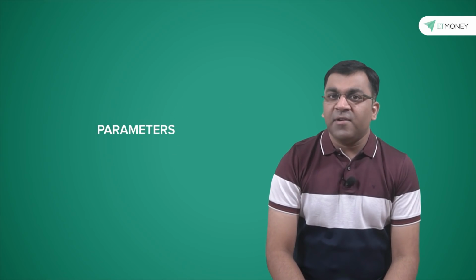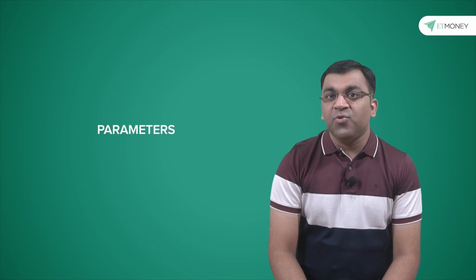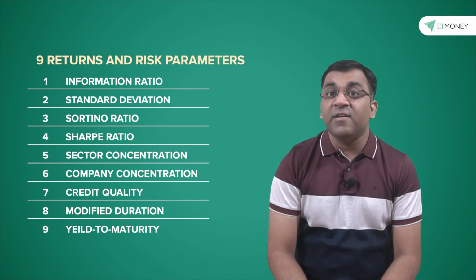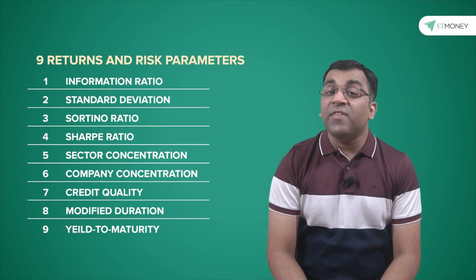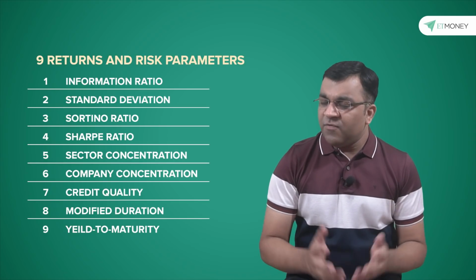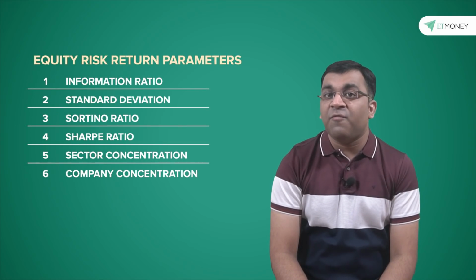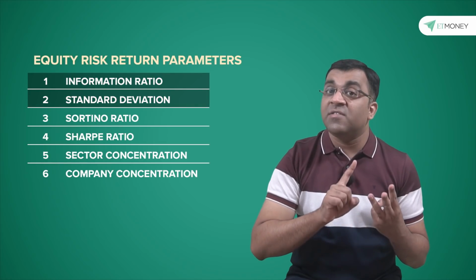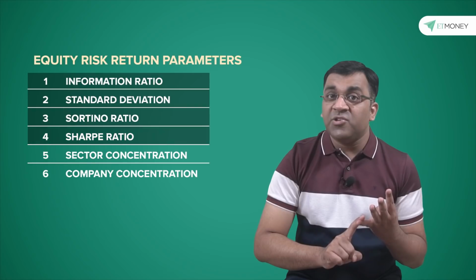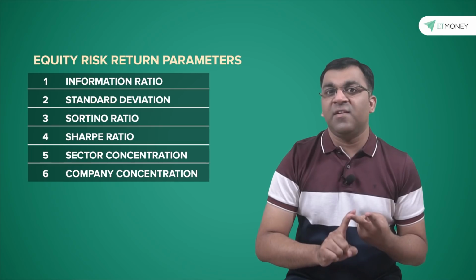Let's start with the parameters, which are the building blocks of this exercise. The ETMoney ranking system uses a total of 9 different return and risk parameters. These 9 parameters are then applied in different permutations and combinations depending on the category that is being evaluated. For instance, when evaluating schemes in the equity segment, we use a combination of parameters which include the information ratio, the standard deviation, the Sortino ratio, the Sharpe ratio, the sector concentration in a scheme, and also the company concentration within a scheme.